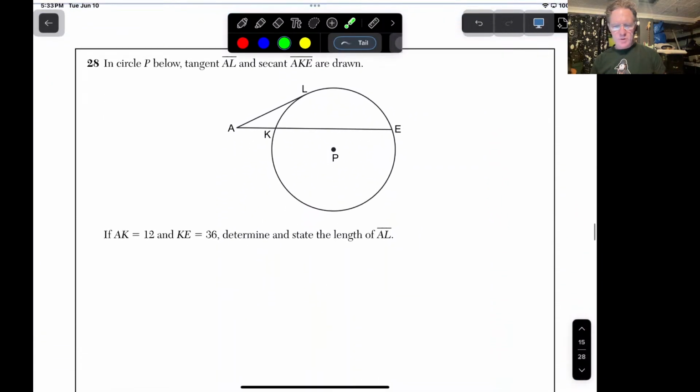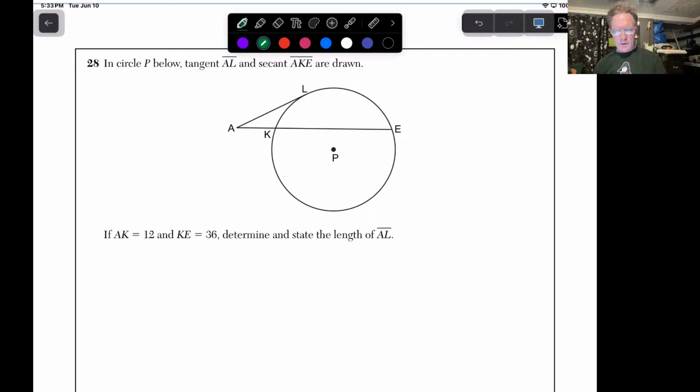28. So close. Okay. Again with the circles. So many circle questions. What were they doing last June? My goodness. Lots of circles, cylinders, no cones. Maybe there's one coming up.